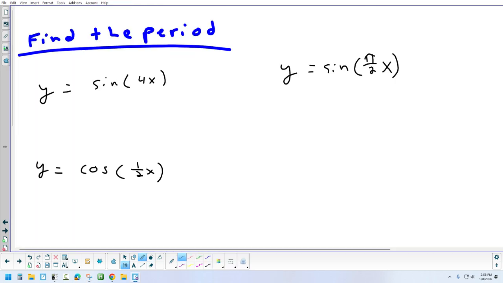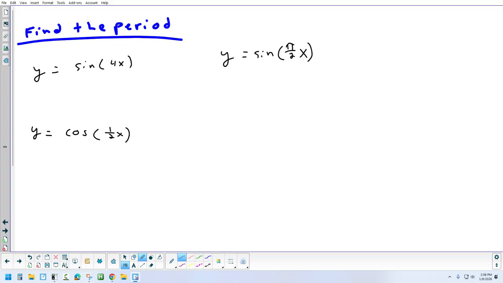All right, so next question we'll take a look at is finding the period of a function. For sine and cosine, we use the same formula. And what's the formula that we use to find the period? T equals 2 pi over b. Yep. And where is b located? In front of the x. Right, it's whatever's in front of the x. So the first one would be 2 pi over 4, which would reduce to 1 pi over 2.